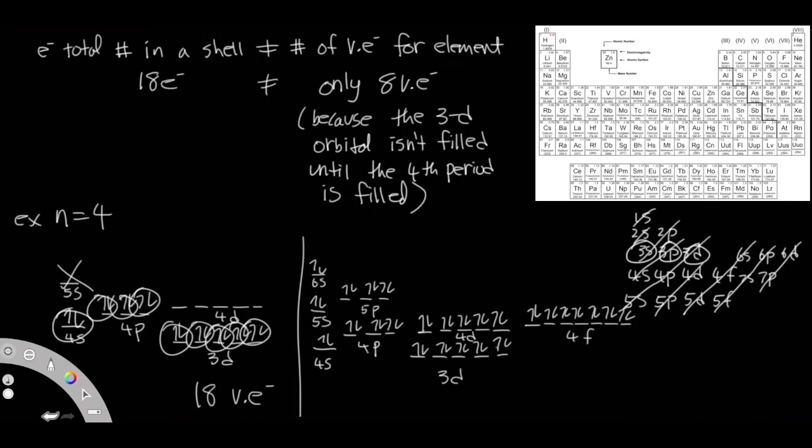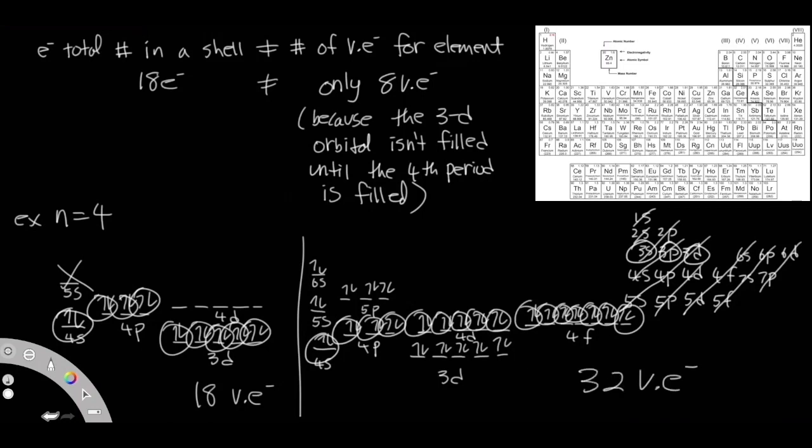Now, in order for the total electron number, we only care about the 4's because we're only looking at n equal to 4. So let's count it up. 2, 4, 6, 8, 10, 12, 14, 16, 18, 20, 22, 24, 26, 28, 30, and 32. This is how this all works out. We have to be able to distinguish between the total number of electrons and the total valence electrons for that element.